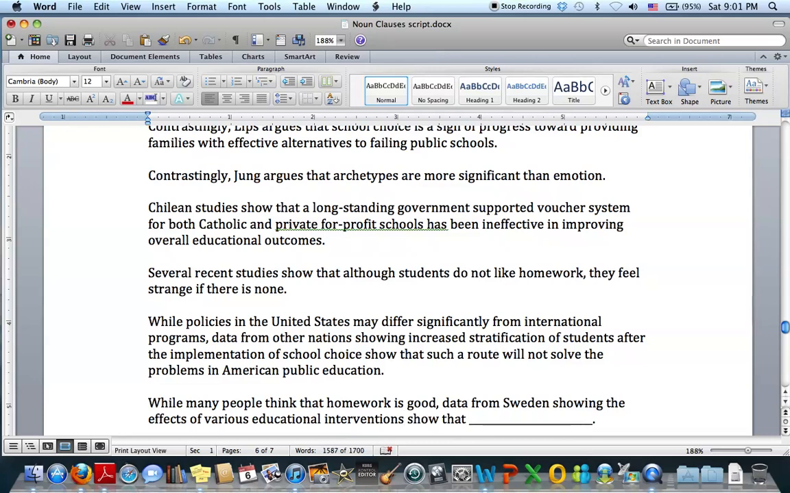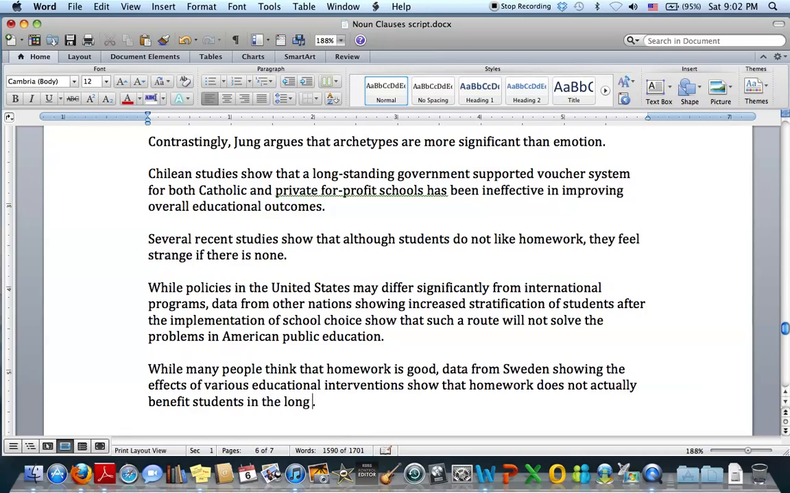Showing the effects of various educational interventions. So that's basically what it was talking about. Educational interventions, ways that we can go in and help people learn, right? Data from Sweden showing the effects of various educational interventions, all right, show that, all right, what are they going to show? I'm going to say something about how homework is evil. Homework does not actually benefit students in the long run. And there we go. Again, what we have here is a sentence that's completely different from what we had above. And yet, we've managed to keep pretty much the same grammar.